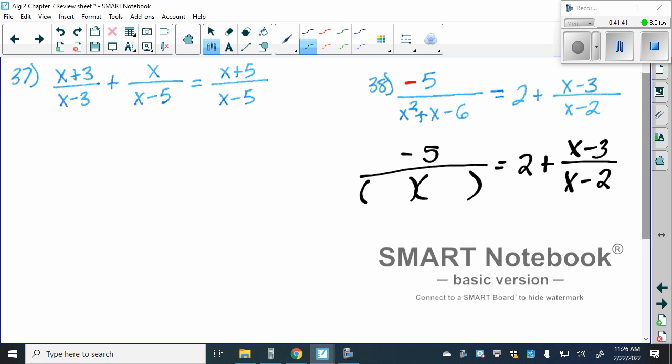Now, the denominator for the first one is factorable, our x squared plus x minus 6. Since we're short on time, I'm just going to tell you that this ends up being x plus 3 times x minus 2. That lets us know that x cannot be 2 or negative 3. It can't be 2 because x minus 2 would be 0, and negative 3 would make x plus 3 be 0.